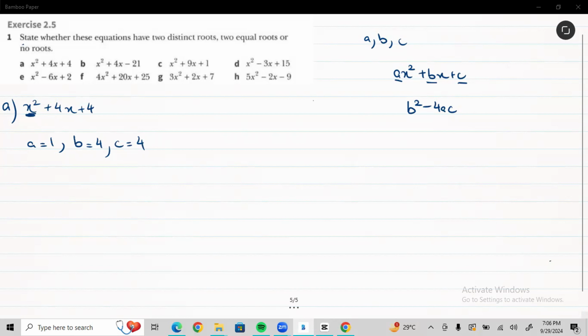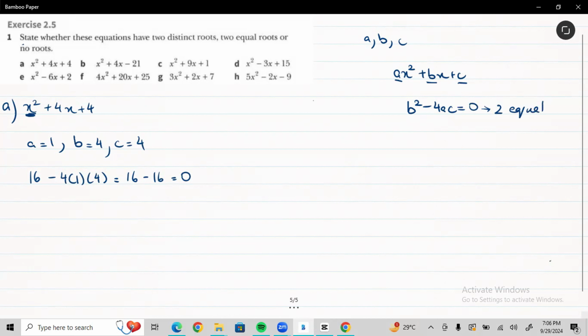So 4 squared is 16, minus 4 multiplied by a, which is 1, and c, which is 4. If we multiply it, we get 16 minus 16, which in return is equal to 0. So we all know that if b squared minus 4ac is equal to 0, we are going to get two equal roots.